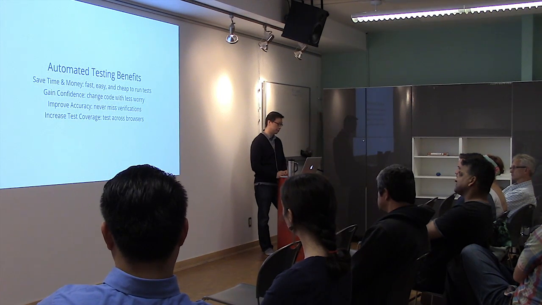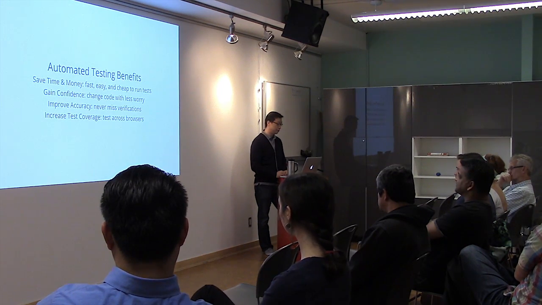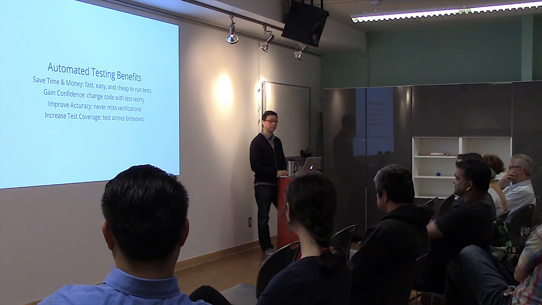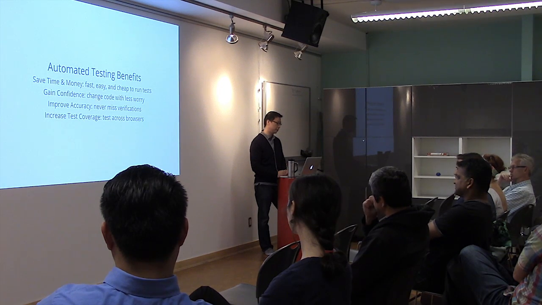Next is automated testing. Well, there's many benefits to automated testing. It's fast, easy, and cheap to run automated tests. You can run them over and over again. They all run in the background without human intervention. So once you do have automated tests, it can save you a lot of time and money. It allows your team to gain confidence. So whenever they change code, they don't have to worry about retesting everything because they know that the automated tests will catch any bugs in existing tests quickly and efficiently.